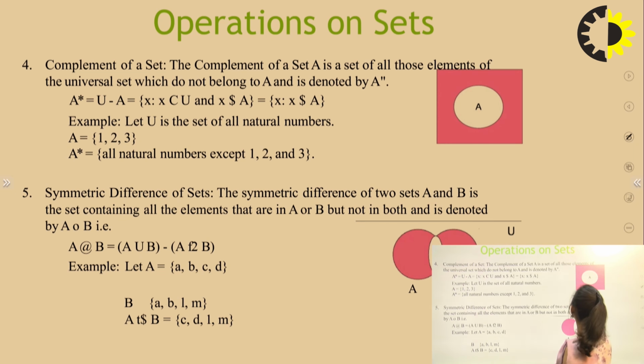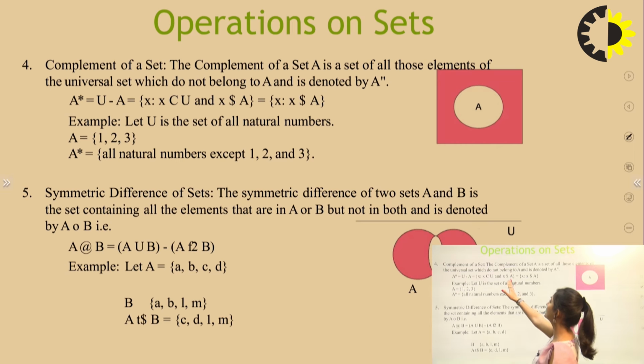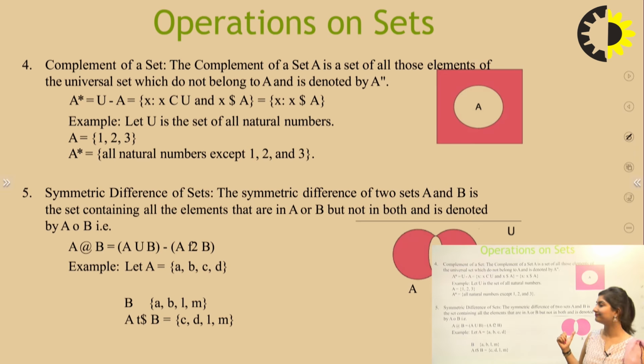Similarly here, this is the entire universal set. This is set A. If you remove this set A, this entire residual area is its complement. How do you represent it? Universal set minus A, written as A star or A dash: X such that X belongs to the universal set and X does not belong to A. So here you can see, let U be the universal set of all natural numbers and A is 1, 2, 3. The complement of A will be all natural numbers except 1, 2, 3, because the universal set was the set of all natural numbers.